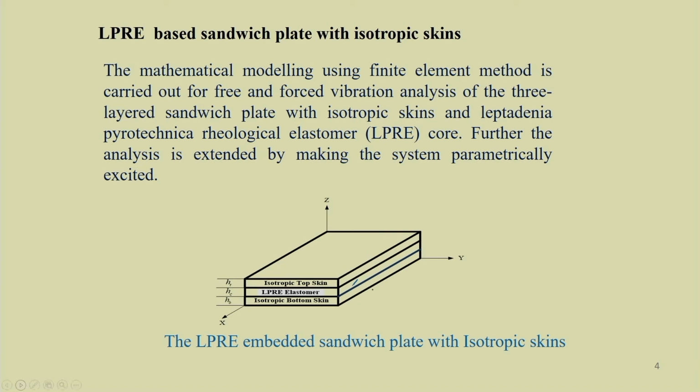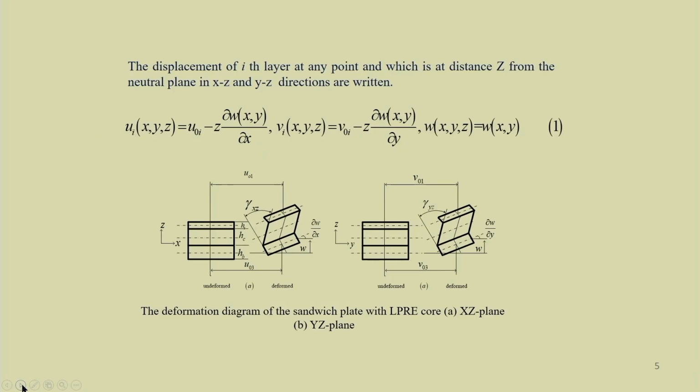These different layers are connected by adhesive. Some basic assumptions have to be made for deriving this equation of motion. Let us see the displacement of the ith layer at any point at a distance z from the neutral plane, in the x and y directions. It can be written as u(x,y,z) equal to u0i minus z into del w(x,y) by del x.